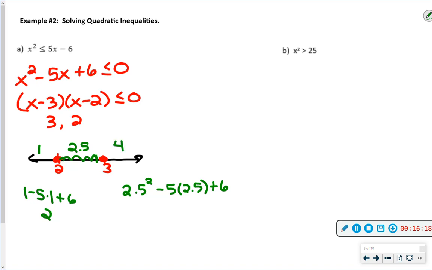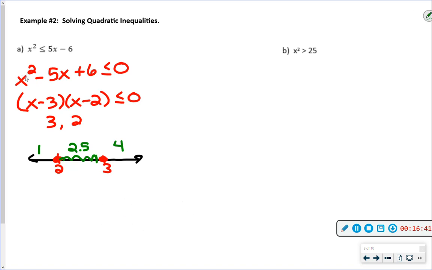So I'm going to put 4 in. I'm pretty sure 4 squared minus 5 times 4 plus 6. 16 minus 20. That's going to be 2. 2 is not less than or equal to 0, so I'm not going to shade it. So just because I kind of got a mess here with all of this little piddly computation, let's get that out of the way because it's kind of ugly.